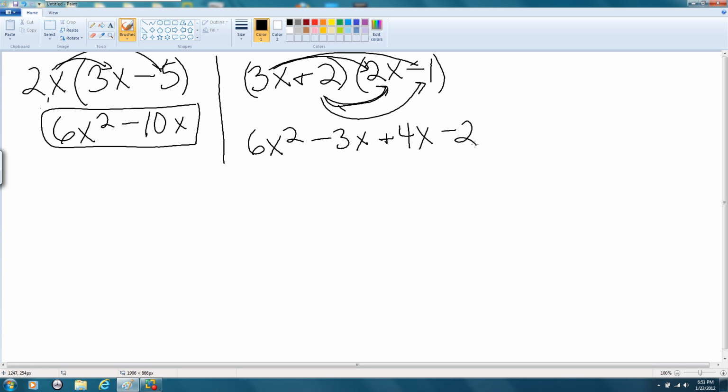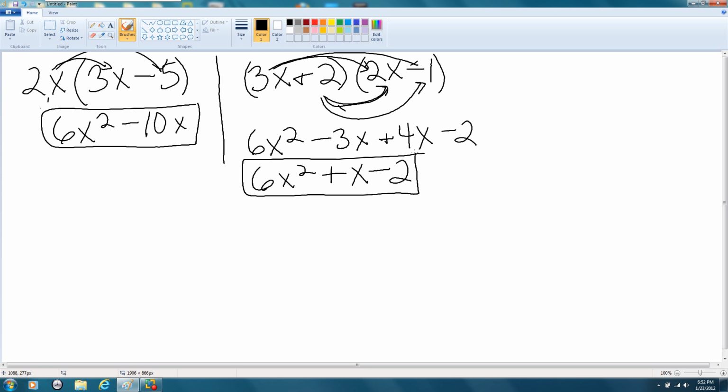So here I'm going to combine some like terms. So I get 6x squared plus x, or 1x, minus 2. So we have multiplied that. Now I'm going to use another method to do that same one.